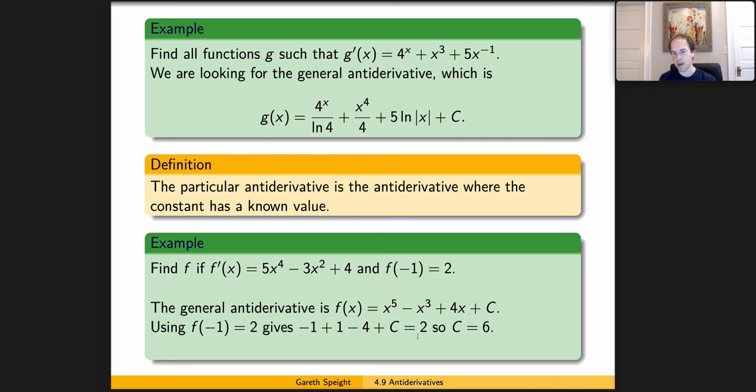And then we know that's supposed to be equal to 2. So we can use this to set up an equation. We can solve for c. The minus 1 and plus 1s cancel. We move the minus 4 over. We get c equals 6.